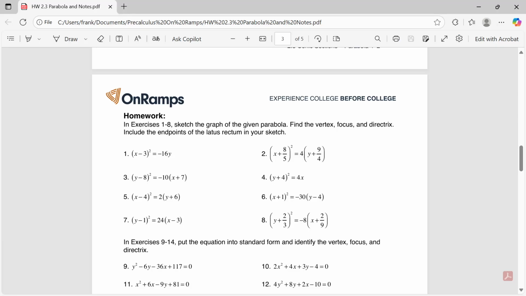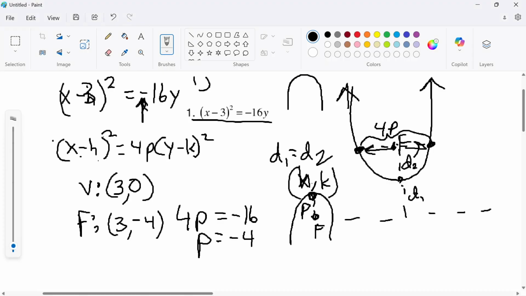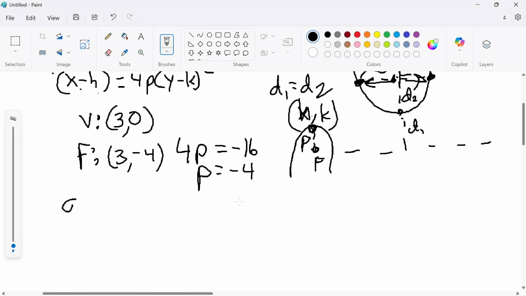Now it wants the directrix. So I need the directrix. The directrix is a line. In this case, it's going to be h, k, minus p. It goes the opposite direction. It's the same distance from the vertex that the focus is, but in the opposite direction.